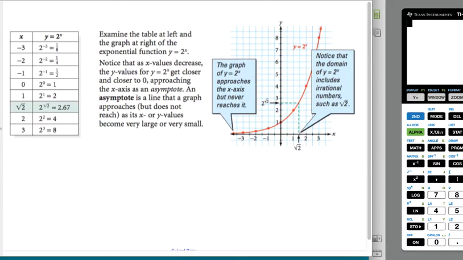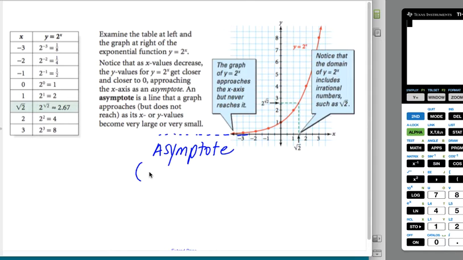Okay, so moving on. Let's look at this table and graph. This table is for an exponential function, y equals 2 to the x, and this is the graph for y equals 2 to the x. Notice that as the x values decrease, the graph gets closer and closer to 0. So this line right here, see how the graph is approaching this? This is called an asymptote. You don't say the p very hard, but it is asymptote.